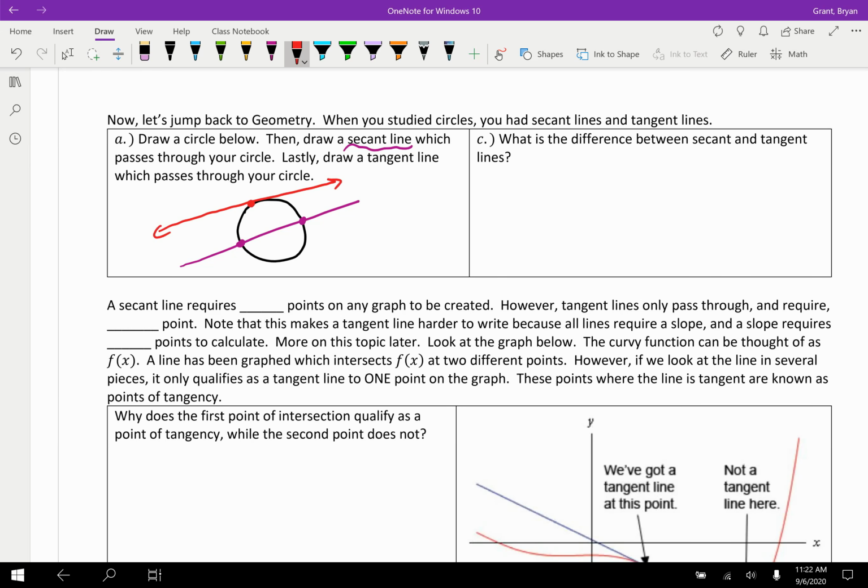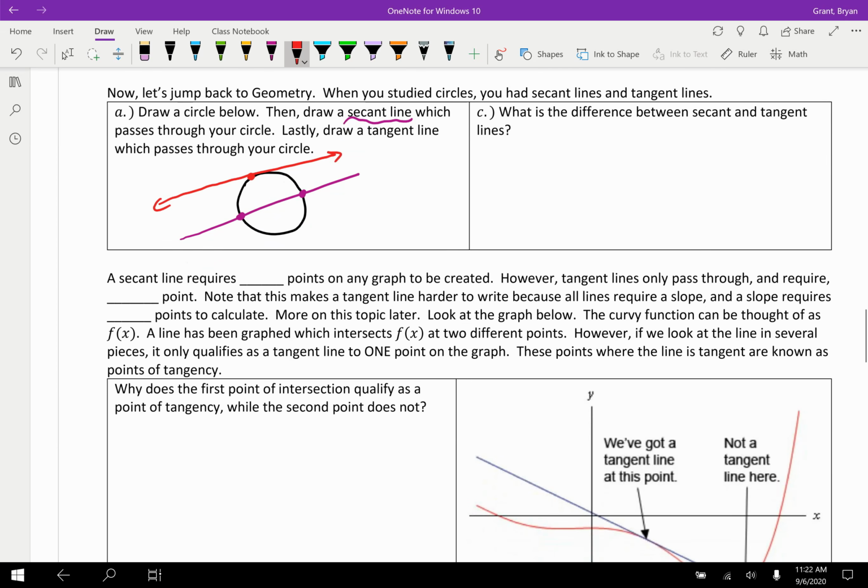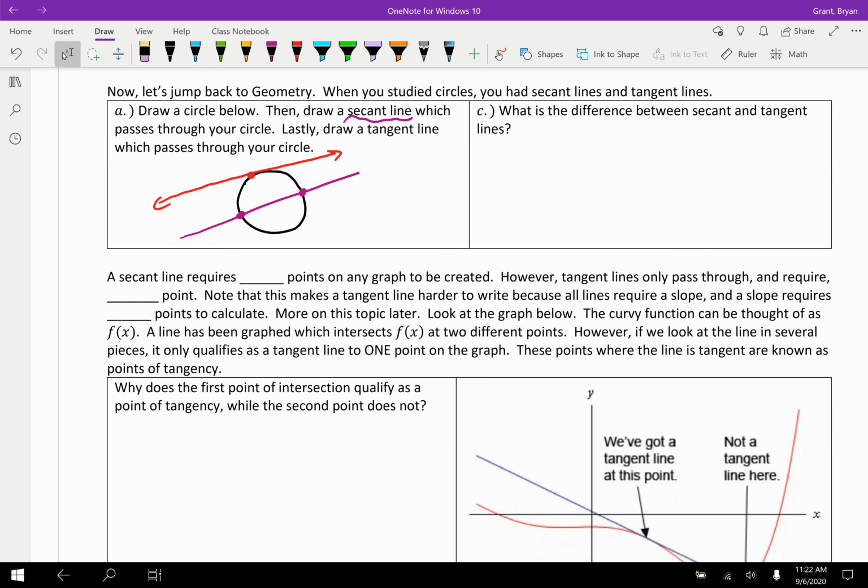Now, what's the difference between a secant and a tangent line? Well, with regards to a circle, a secant line touches 2 points and a tangent line touches 1 point. But that's not really a great definition, so you could have put that there. We're going to get a better definition in just a second. So this better way to think about it is how these lines are created. So a secant line requires 2 points on a graph to be created. And of course we saw that up above, right?